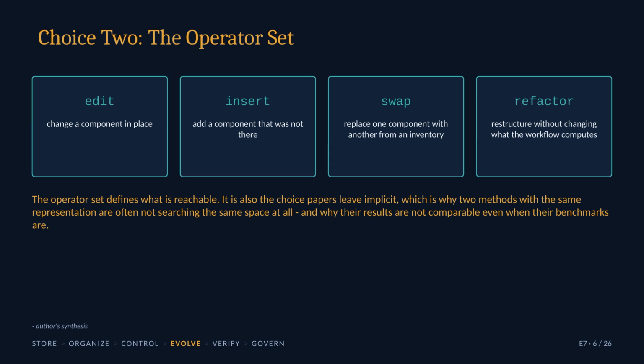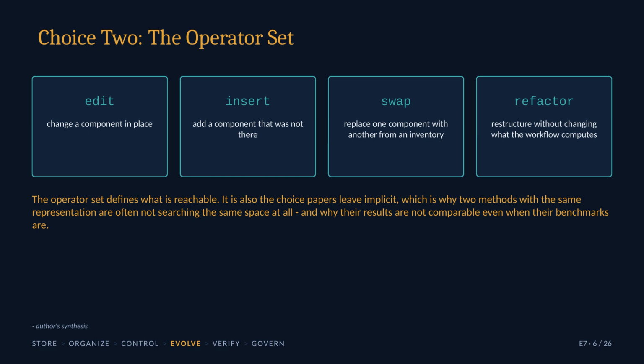Second choice, the operator set. Edit, change a component in place. Insert, add one that was not there. Swap, replace a component with another from an inventory. Refactor, restructure without changing what the workflow computes. This is the choice that papers leave implicit, and it is the one that decides everything, because the operator set defines what is reachable. 2 methods with the same representation are frequently not searching the same space at all.